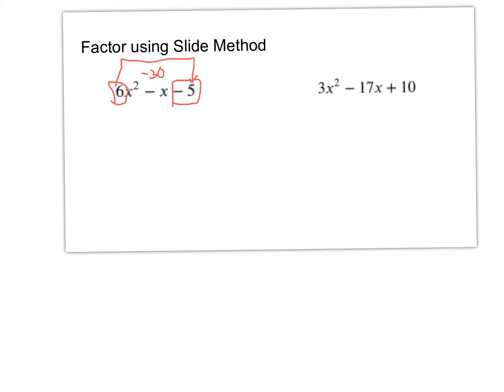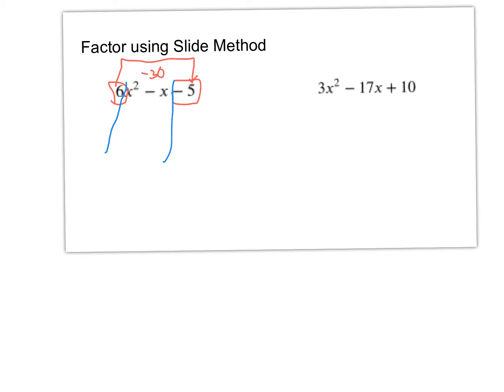So here we go. To do the slide, we're going to start by multiplying the first coefficient with the constant, the last term. That includes the sign. So we're going to do the 6 times the negative 5, and that's going to give me a negative 30. Then we're going to put in our slide. So we're going to split the 6 with the x squared, and we're going to separate the negative 5.